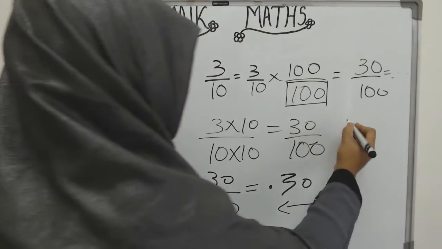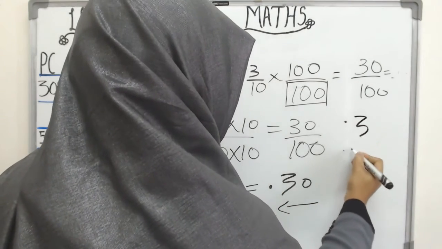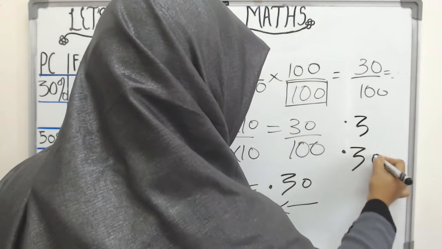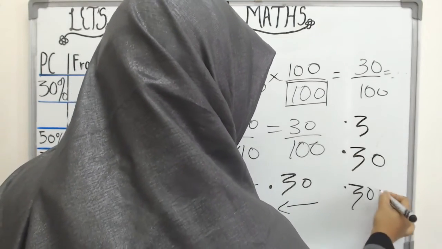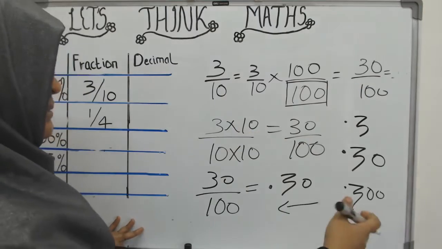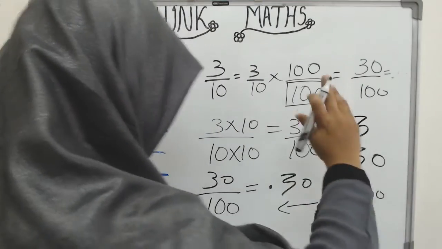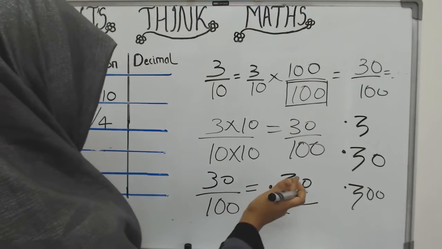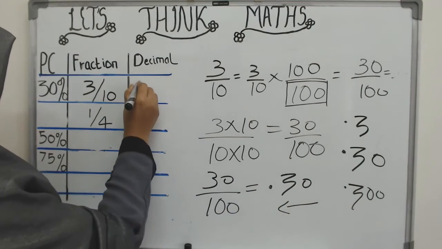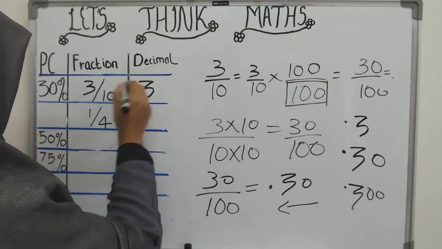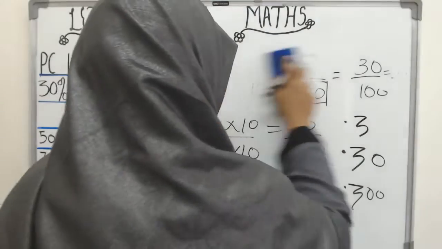But remember that 0.3 is the same as 0.30. That is the same as 0.300. However many zeros you put after the decimal point, it does not matter. It is always the same. So you can write it as 0.3. That would be enough. No need to add a 0 there. Now next is 1 by 4.